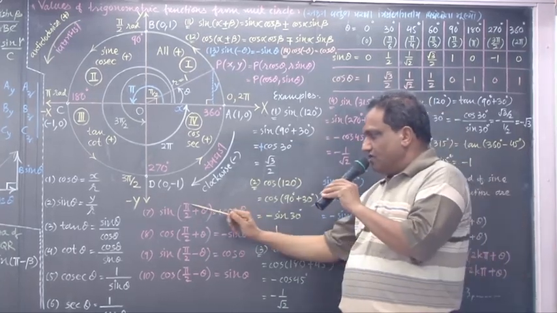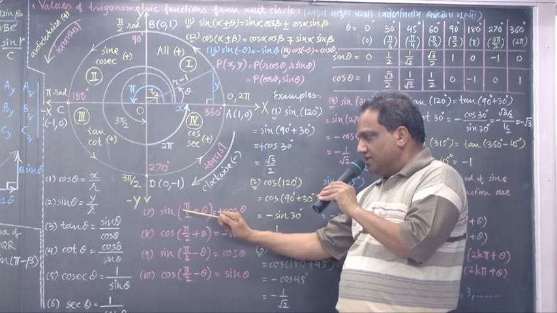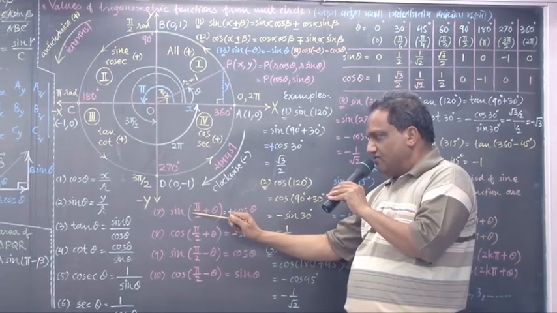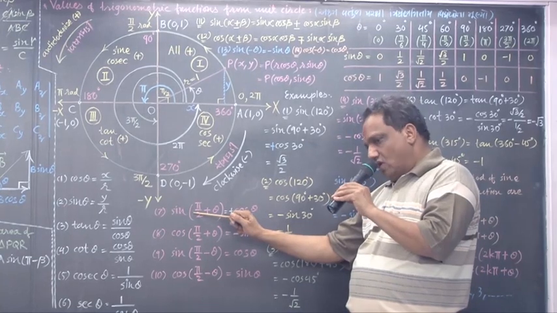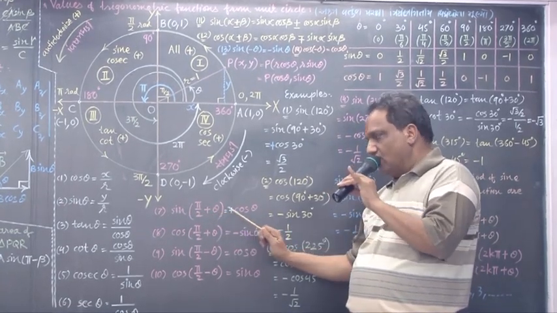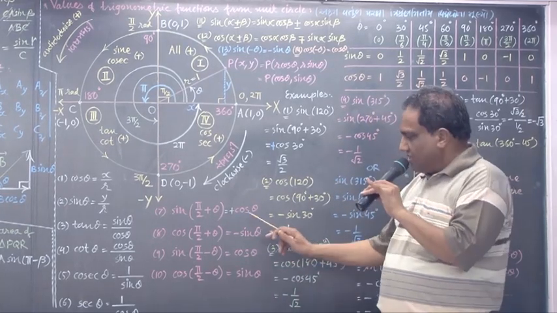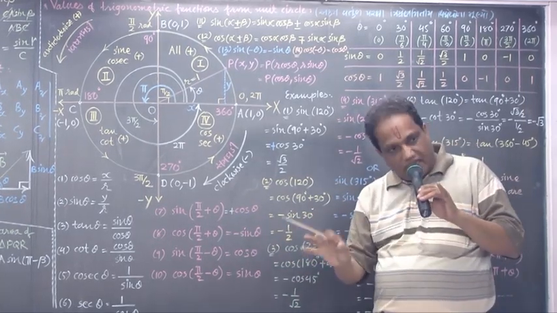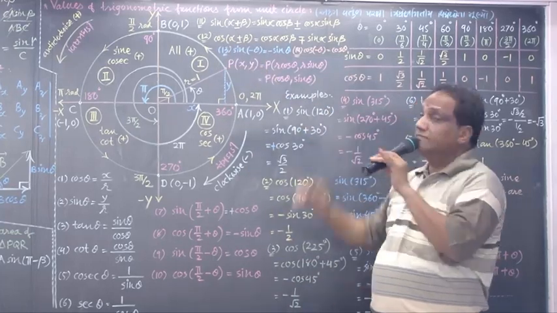Tell me, what is the coefficient of pi by 2? Right now it is 1. 1 means odd number, so sine should be converted into cos, and cosine of this angle. So you are getting this answer very quickly, correct? Without using the formula.